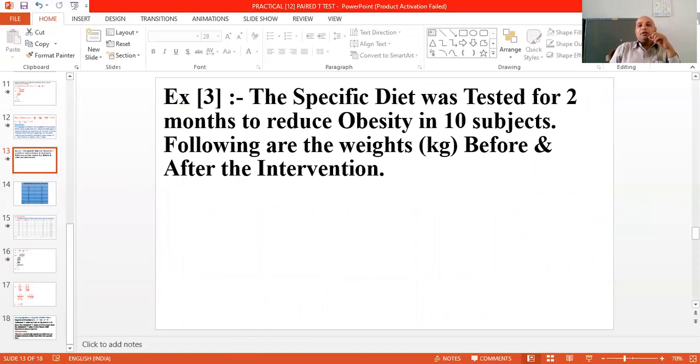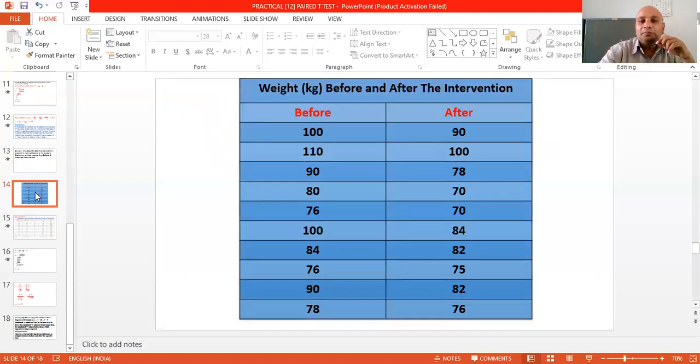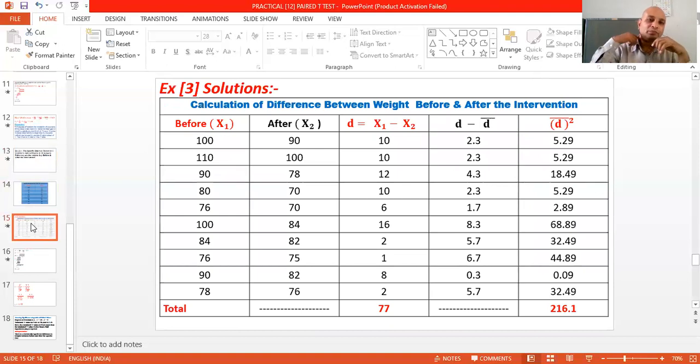A specific diet was tested for 2 months to reduce obesity in 10 subjects. Following are the weights in kg before and after the intervention. The data are before and after. Solution: calculation of the difference between weight before and after the intervention.